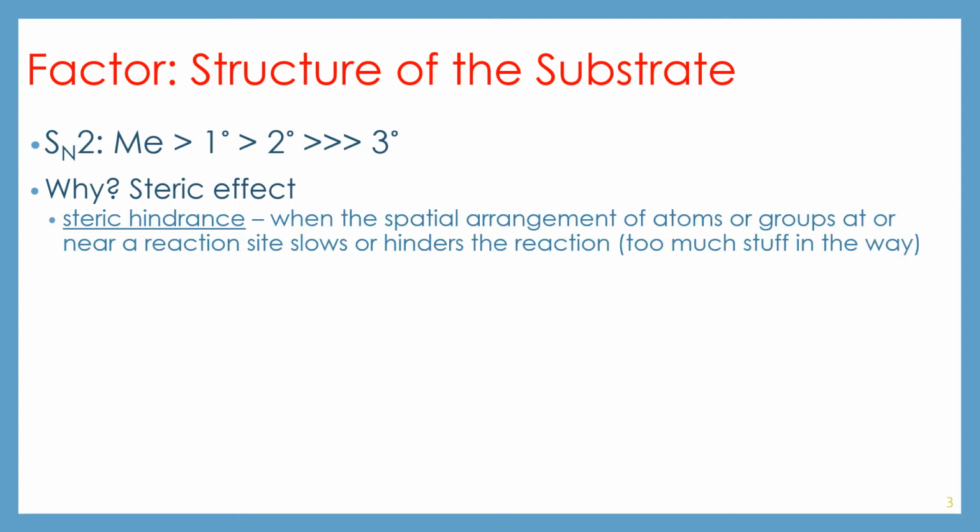There's a term that we've kind of used lightly without providing too much definition for at least the past 2 chapters, which is steric hindrance. Steric hindrance is when the spatial arrangement of atoms or groups at or near a reaction site slows or hinders the reaction. Or, the much more straightforward definition, when there's too much stuff in the way.